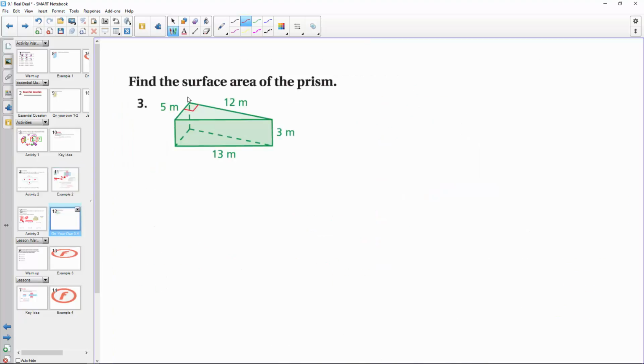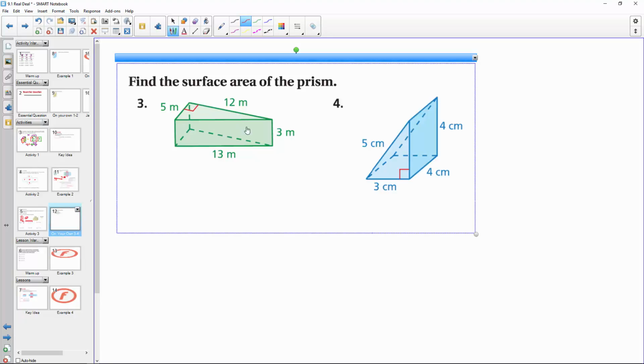So try to find this one. So again, this one is going to be 5 times 12, right? And then that's one of the bases divided by 2. And then I have a bottom one that's exactly the same. I have this 3 by 13. I have a 5 by 3, which is this face right here. And then I have my other one, which is 12 by 3. And here's another one. Here are the measurements.